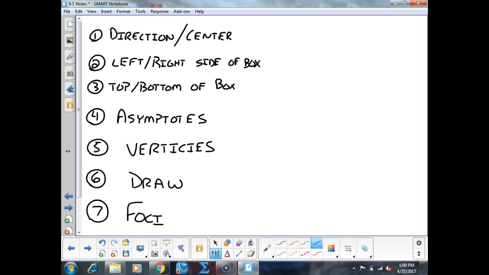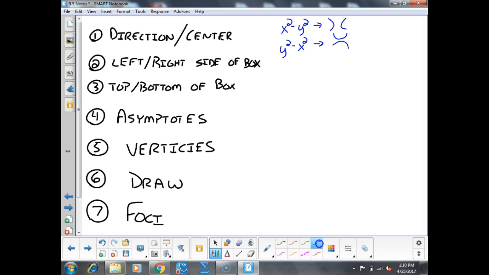Direction. How do I tell the direction of opening? The D-double-O. Colin, what do you got? If it goes x squared minus y squared, it's left and right. Y squared minus x squared is up and down. Kind of make a grumpy face. Get it? See the grumpy face? Came up with that in the last class.